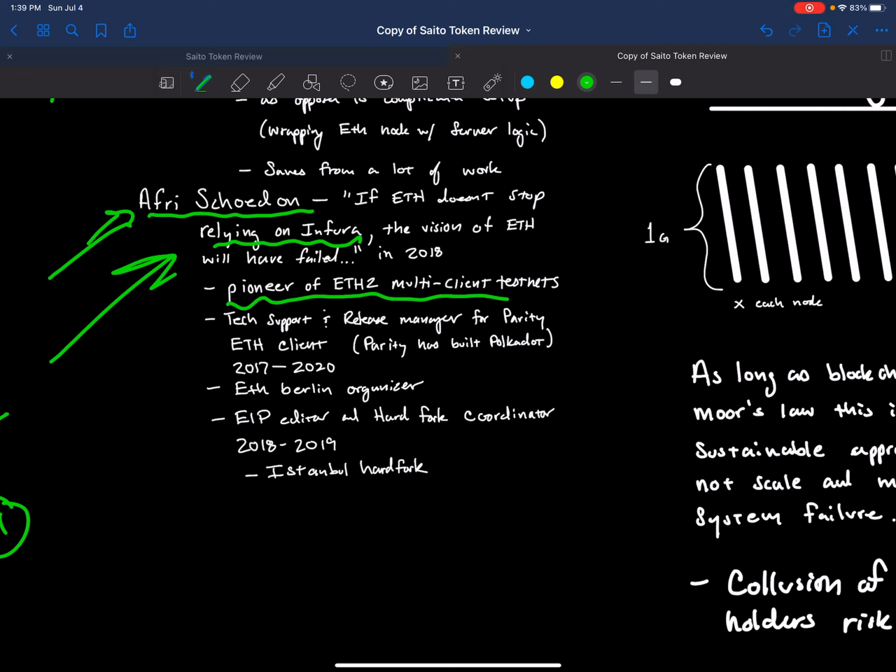And this guy is a pioneer of Ethereum multi-client testnets. He's a tech support and release manager for the Parity Ethereum client. And he's the ETH Berlin designer, but most importantly, he's an Ethereum core dev, EIP editor, and hard fork coordinator for the 2019 Istanbul hard fork. So this is an Ethereum core dev saying the vision of Ethereum is dead. And this guy has since moved on to Polkadot through Parity Technologies.